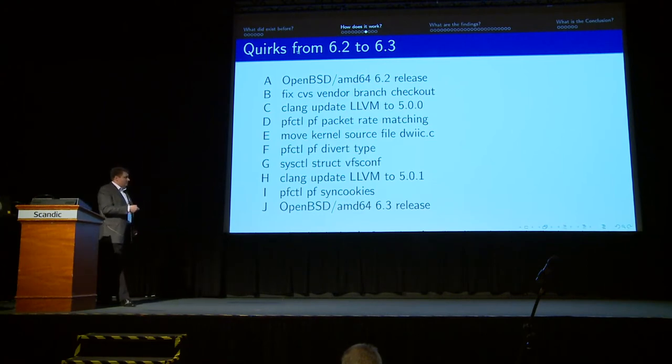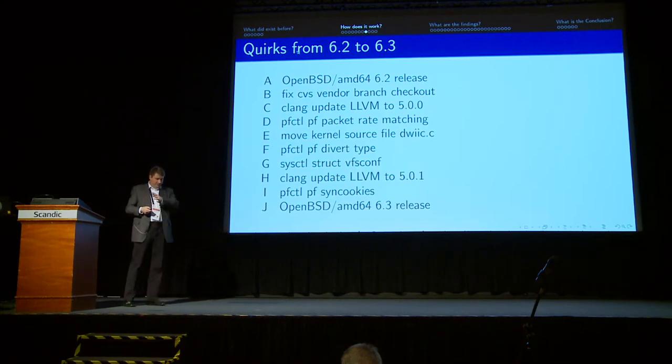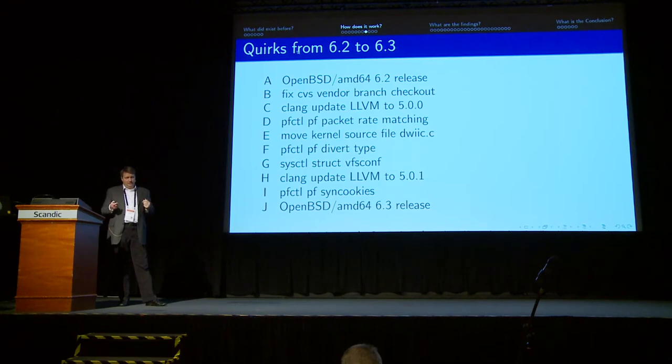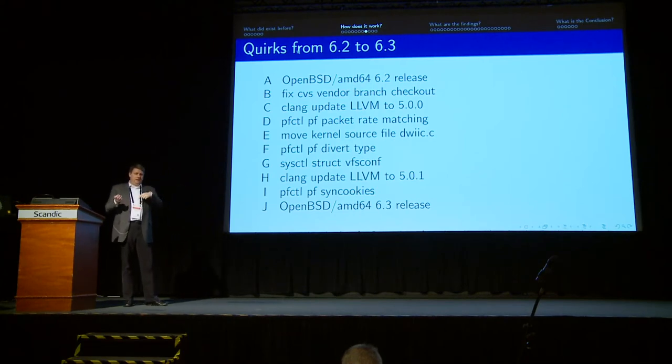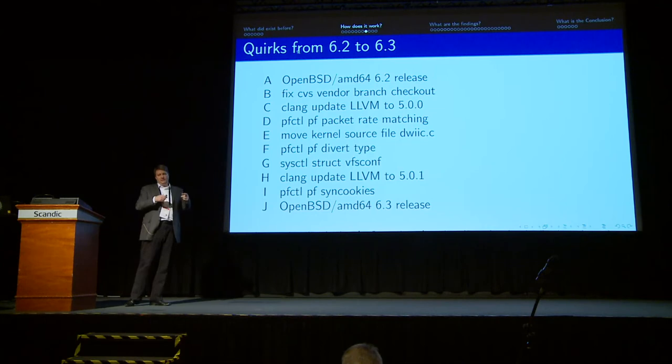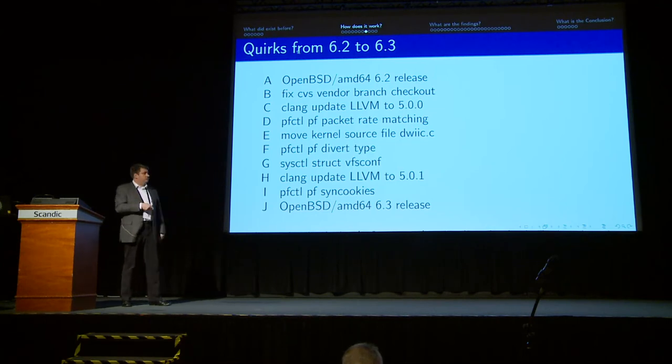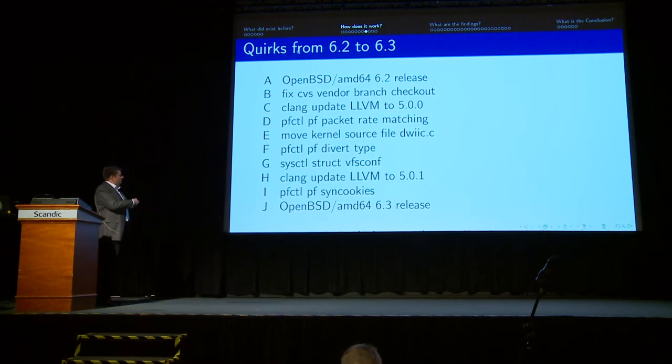Then there is PF and PFCTL, that's PFCTL, the userland program, and they have a common header file, that's PFVAR. And sometimes in PFVAR, the system interface changes, and then the old PFCTL cannot load the rules into the kernel, and then we have no rules, and then the performance changes. So what I did is just tell it, OK, recompile PFCTL.